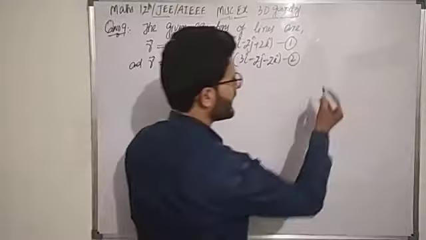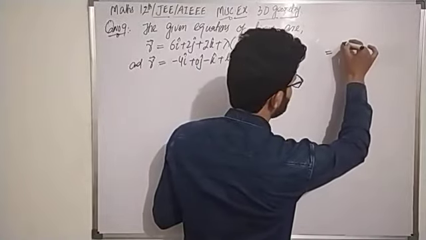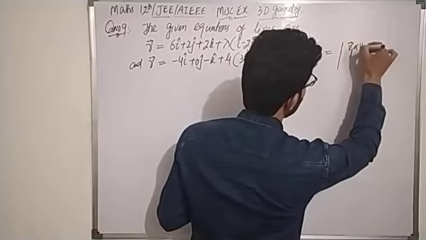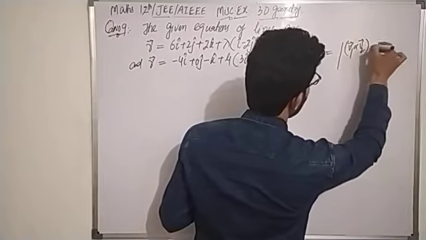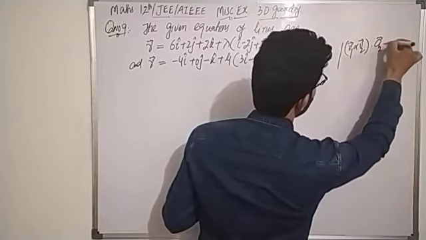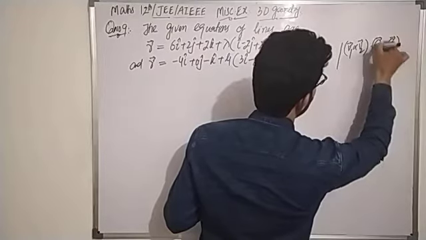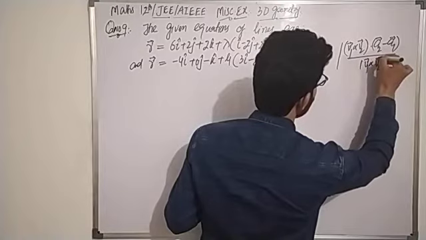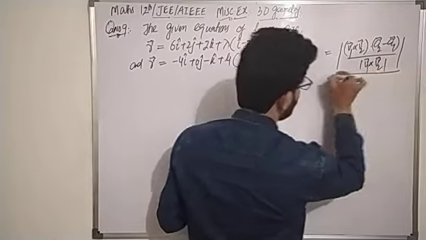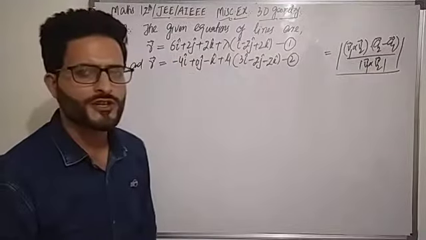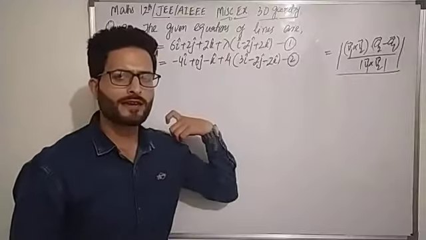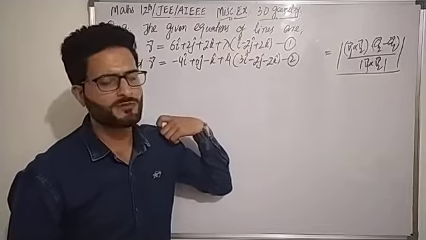The formula for obtaining the shortest distance, we know, is the modulus of (v1 cross v2) dot (a2 minus a1), divided by the magnitude of v1 cross v2. This is the expression for calculating the shortest distance between two skew lines. So these two lines are skew lines, and we have to find the shortest distance between them.